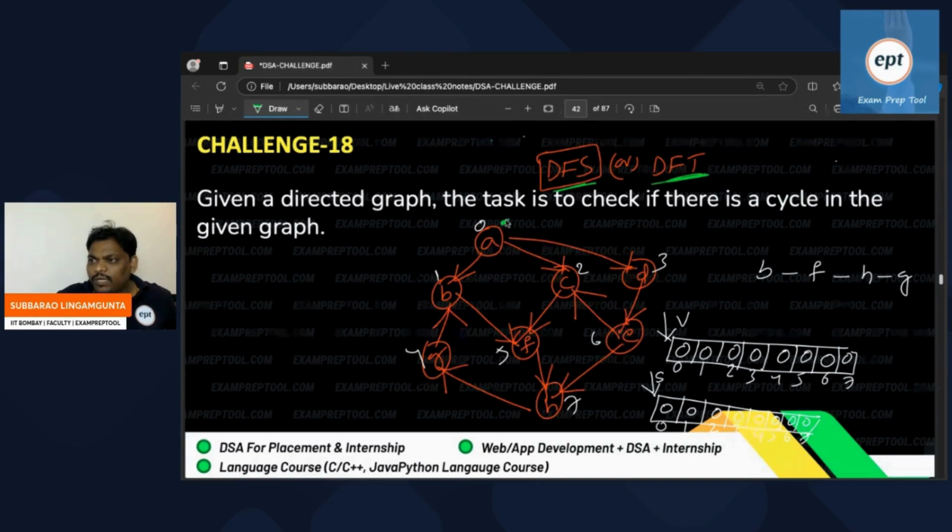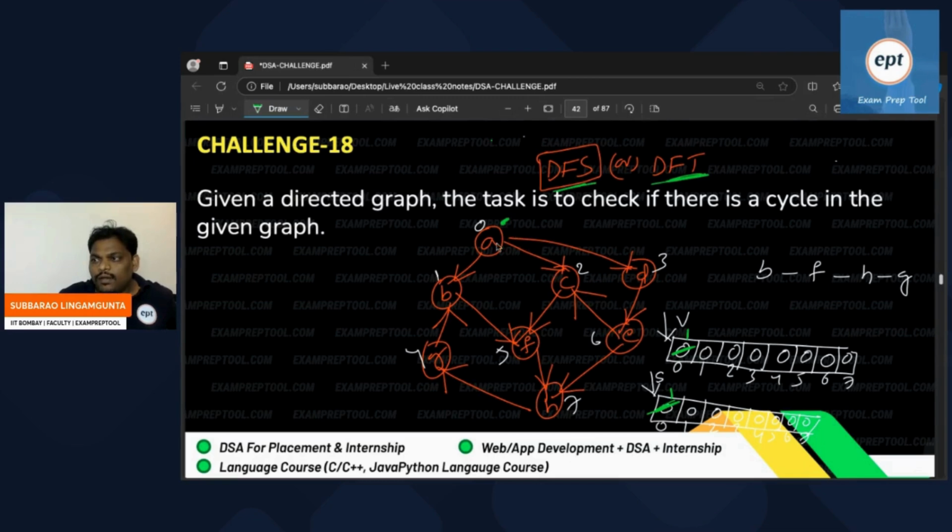I am starting from here. Whichever vertex you are starting, visited of that vertex, A means 0, visited of that vertex is 1. And stack also 1. Whichever vertex you want to start from, that vertex visited is also 1, and next one is stack also 1.